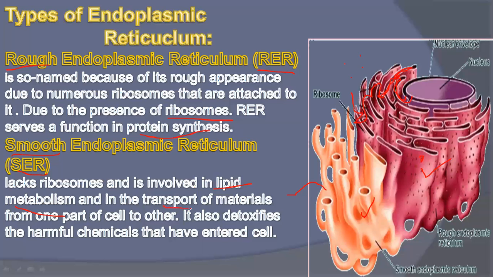It also transports materials from one part of the cell to another part. And a very important function also: it detoxifies the harmful chemical substances that enter into the cell, because it has some sort of enzymes which can detoxify. Detoxify means if those substances are harmful, they break them down with their enzymes, and then the substances are removed out of the cell.